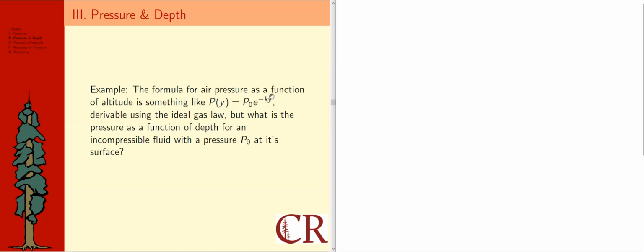And the reason why is because air has a variable density, and that's something that can be related to the ideal gas law. So as the pressure decreases as you go to higher altitude, the air becomes more rarefied and less dense. So that makes it a little bit more complicated to get to something like this. But what we're being asked to do is to find an expression for the pressure as a function of depth for an incompressible fluid, which means that its density is going to be constant.